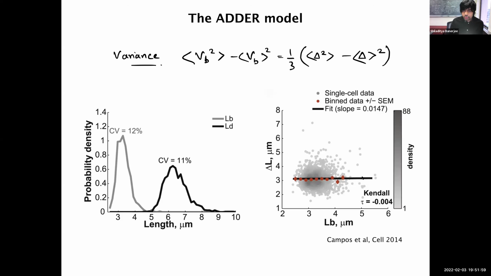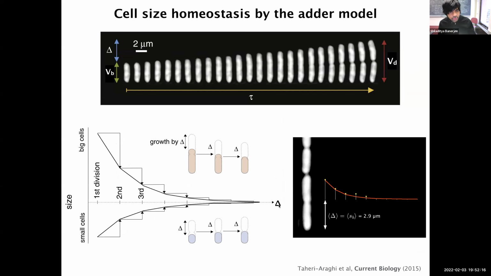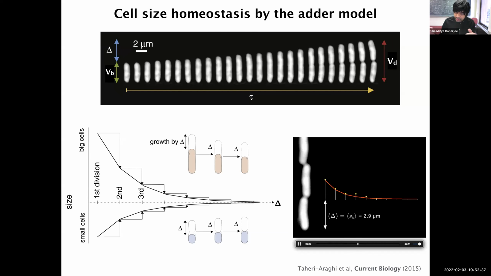Now, once you have this ADAM model, which gives you nice looking distributions, here is an illustration of what happens in the ADAM model. Here's a plot of size versus delta, which is the added size, on the bottom left. Whether you're a small cell or a big cell, you converge to the mean size through a series of divisions, by adding a fixed amount of delta. And this is actually shown using the experimental data here. So a bacterium adds a fixed amount of size, and it converges to the mean size over time, okay?